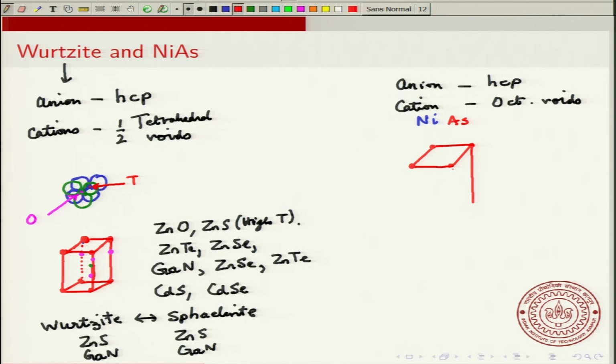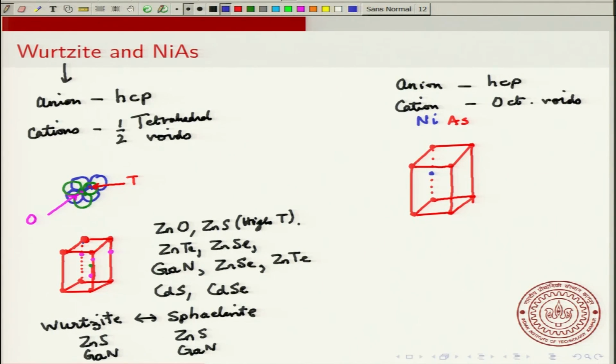Again, if you go back to the previous notes to find out where exactly the octahedral voids are located, then you will see that they will be located directly below these three atoms. You can actually alternate the octahedral and tetrahedral voids; there is a choice there. But it will be located right here.